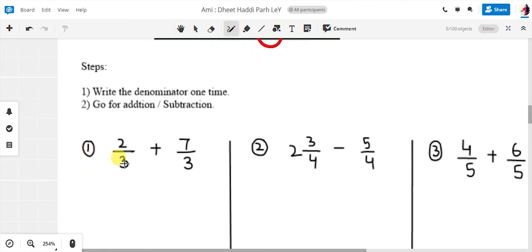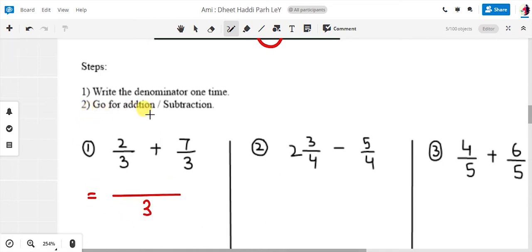So let's start solving the question and we'll follow these steps. Okay, the question is 2 over 3 plus 7 over 3. First we have to make sure the fractions that are going to be added are like or not. Since they have the same denominator, they are a like fractions pair, right? So the first step for adding like fractions is simple: write the denominator one time. What is the denominator? 3 is our denominator, so I'm going to write the denominator one time, 3.